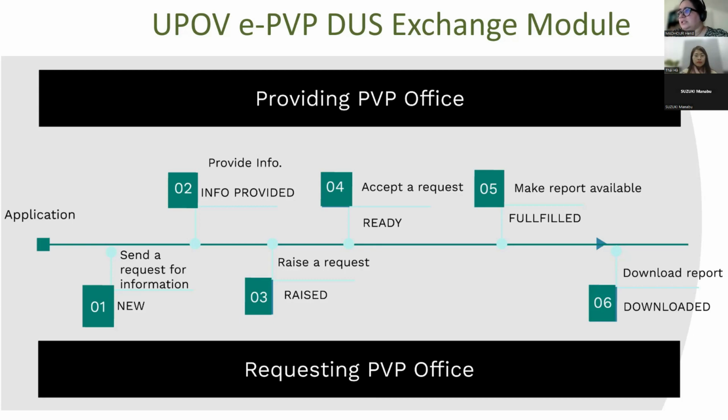In this case, the report is not available on the platform. So this is the first case. The second case would be when the report is available on the DUS exchange module, and then the requesting PVP office will start directly from step number 3 to raise the request and so on.